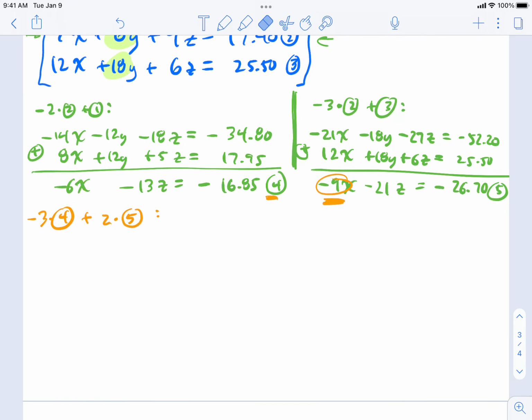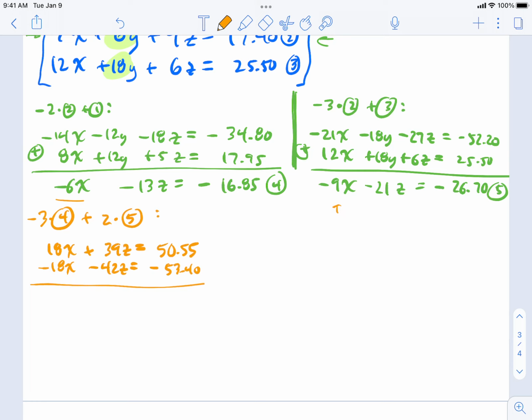So if I try to get rid of some of this clutter, okay, negative 3 times equation 4. Negative 3 times negative 6 is a positive 18x. Negative 3 times this, 39z. Negative 3 times this goes positive, 48, 49, what the heck is that going to be? Times 3, 48, 49, 50, 55. I hope. Okay, and then this equation times 2. So it'll be a negative 18x, negative 42z, and 2 times that is a negative 5340.